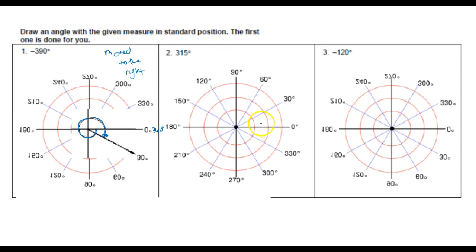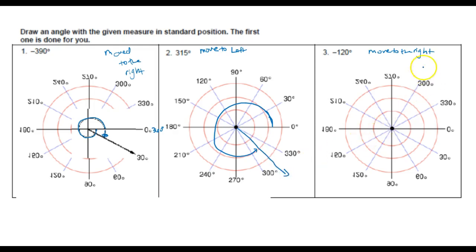And here we could do the same thing. Now since this is positive, we'll move to the left. Since this is negative, we'll move to the right. Alright, so this one, starting at 0, we'll move to the left about 315, and this is an estimate, so I'm guessing it'll be somewhere about there.